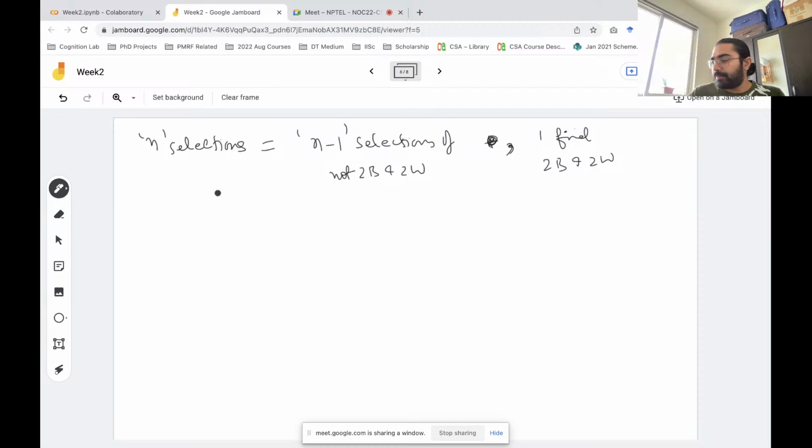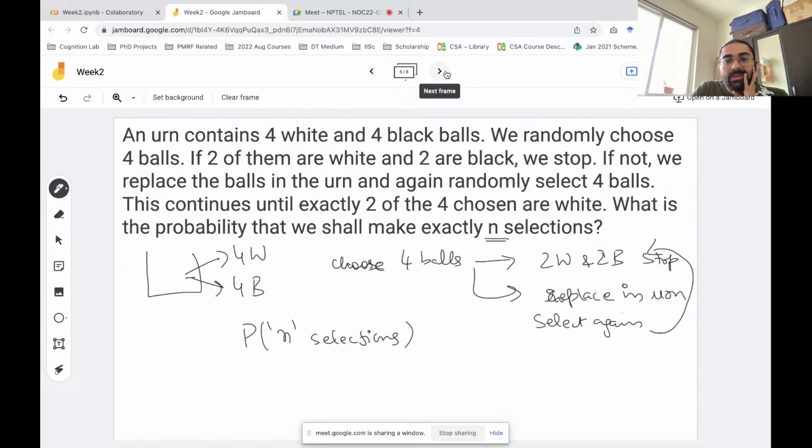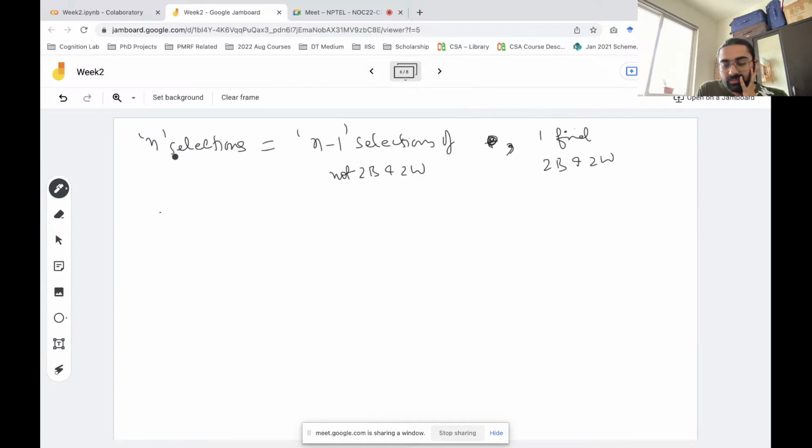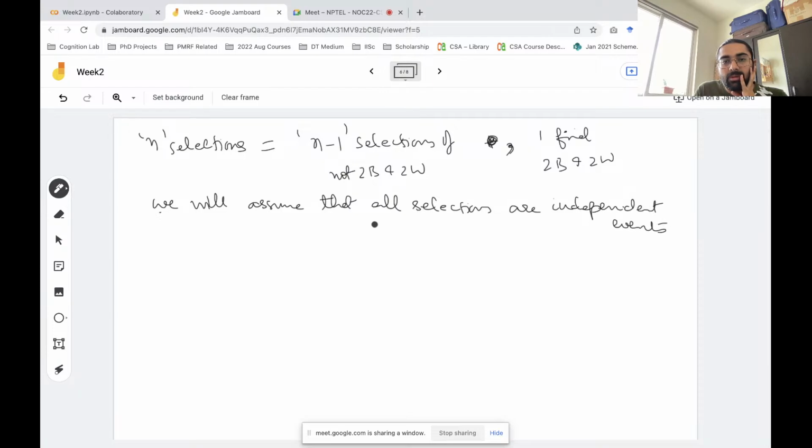Any ideas? Okay. So first thing, we'll need to assume some certain things here. It's not given, but we will assume that all selections are independent. Independent events, right? Now we'll see why this assumption is required later on.